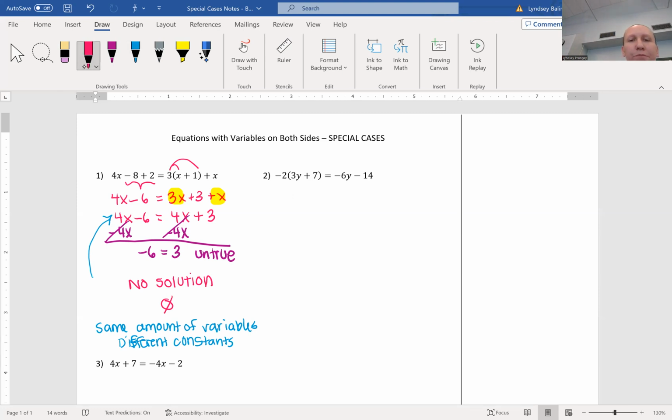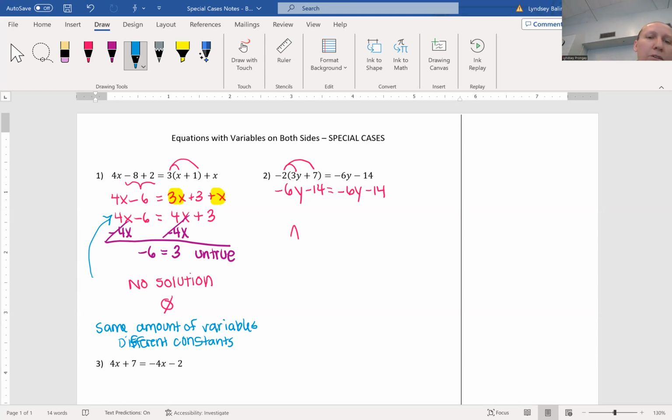Okay, on number 2, I have some parentheses, so I'm going to distribute. We get negative 6y minus 14 equals negative 6y minus 14. And in this case, we get the same exact thing on both sides, which means anything you put in for y is going to make sense. Because on the left side, no matter what you put in for y, you'll multiply it by negative 6 and subtract 14. On the other side, you would multiply it by negative 6 and subtract 14. It's going to be the same thing in the end.